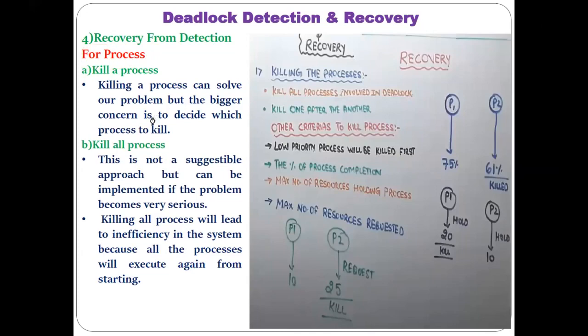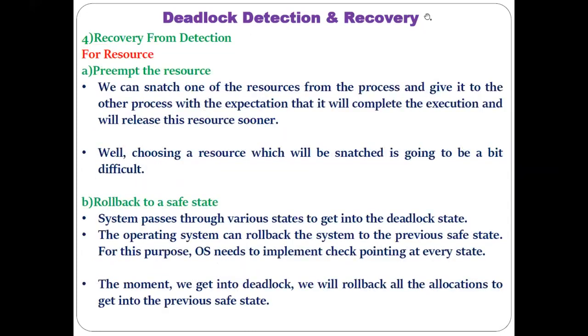Now recovery can be done at the resource level also. At the resource level, two approaches can be applied. One approach is to preempt the resource, where we can snatch, in the sense of forcefully taking, a resource from a process and give it to another process, with the expectation that it will complete its execution and release its resources soon.